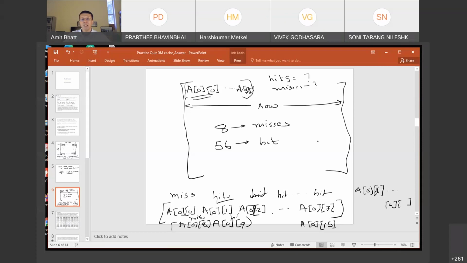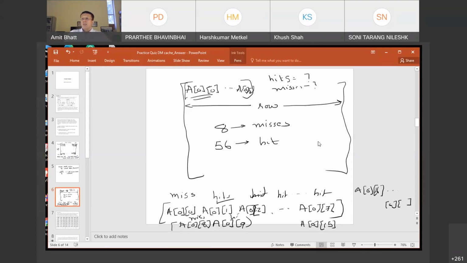I'm still giving A of 0 to A of 0 of 7. That's one block, right? Correct. And then there are 8 words in a block. That's why we are multiplying it by 8. So there are 7 hits per block and 1 miss, and there are 8 such blocks, so 8 into 7, or 7 into 8, whichever way you want to put it.